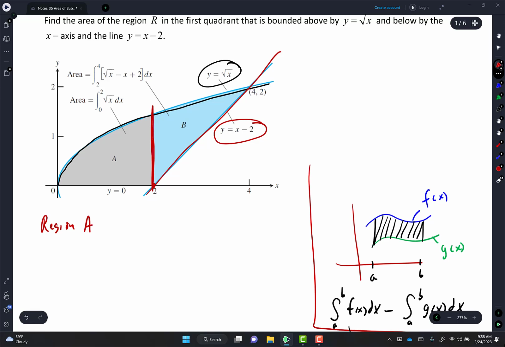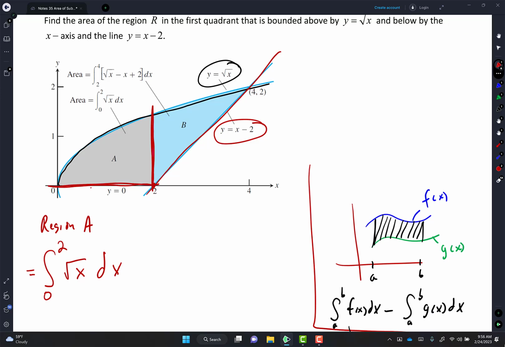You can get region A by just doing the integral from 0 to 2 of just what? Square root of x. I hope we know enough to do that by hand. Say it again. Because this is the only curve that is between the x-axis and that curve, it is the square root of x. You can also think of this line as y equals 0, so it's like square root of x minus 0. But I would just leave it like that.